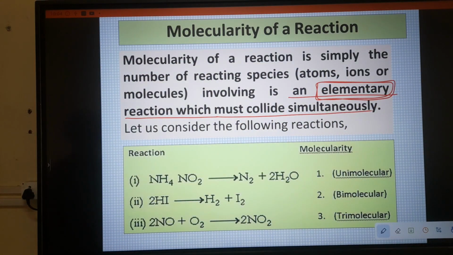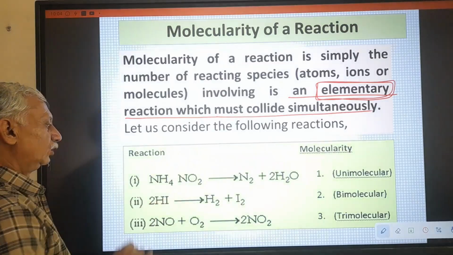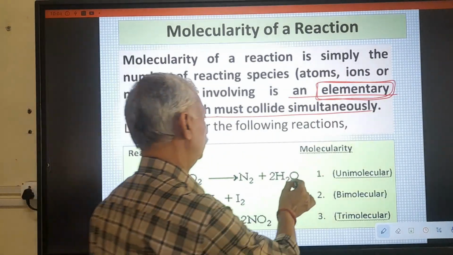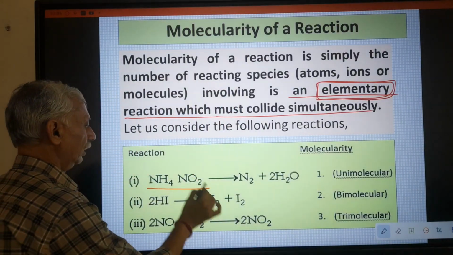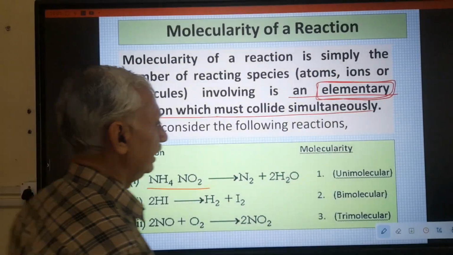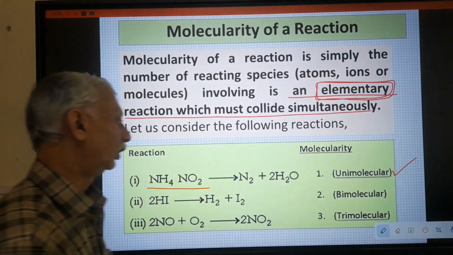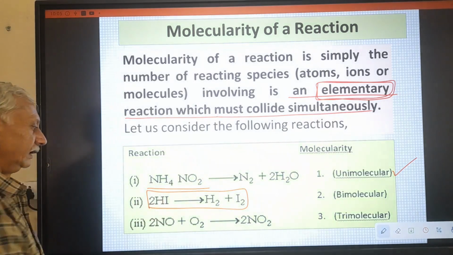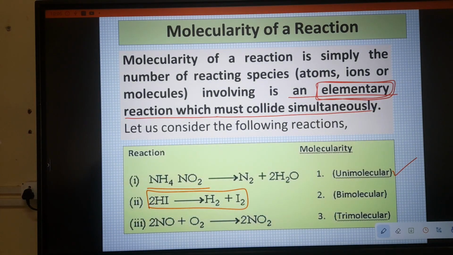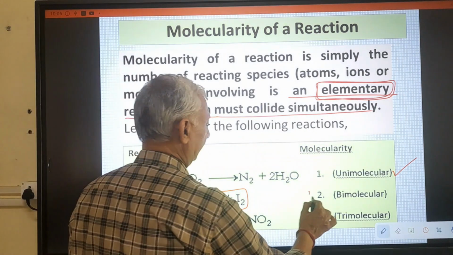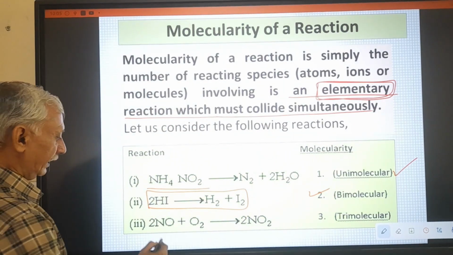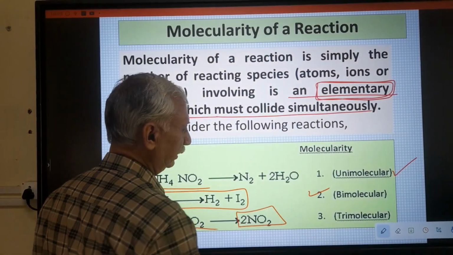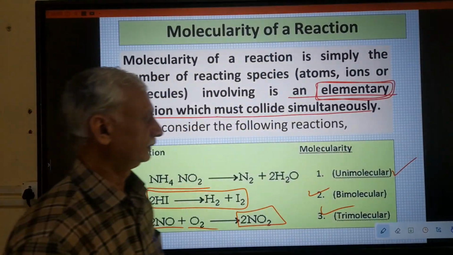For example, here 1 mole of ammonium nitrite is decomposing to give 1 mole of N2 and 2 mole of water. Here 1 mole of ammonium nitrite is being used, so it is an example of a unimolecular reaction. In the second example, 2 mole of HI are decomposed to give 1 mole of hydrogen and 1 mole of iodine. It is a bimolecular reaction. Its molecularity is 2. In the same case, 2 mole of nitric oxide react with oxygen to form 2 mole of NO2. Here it is a trimolecular reaction.